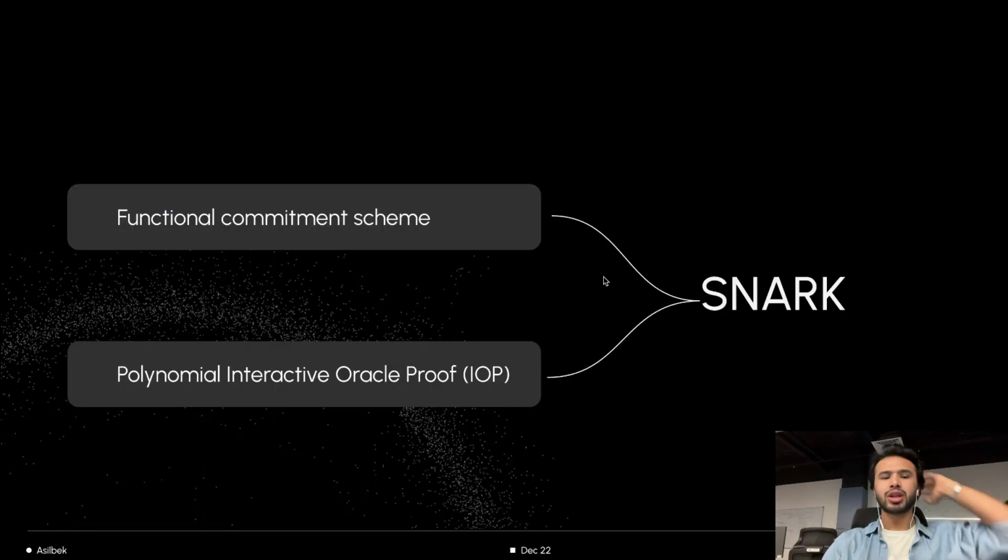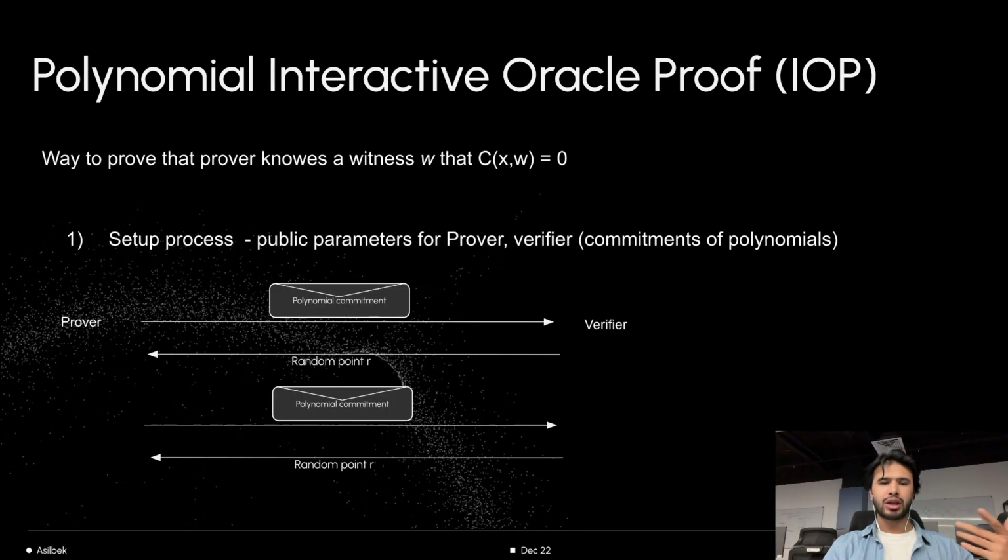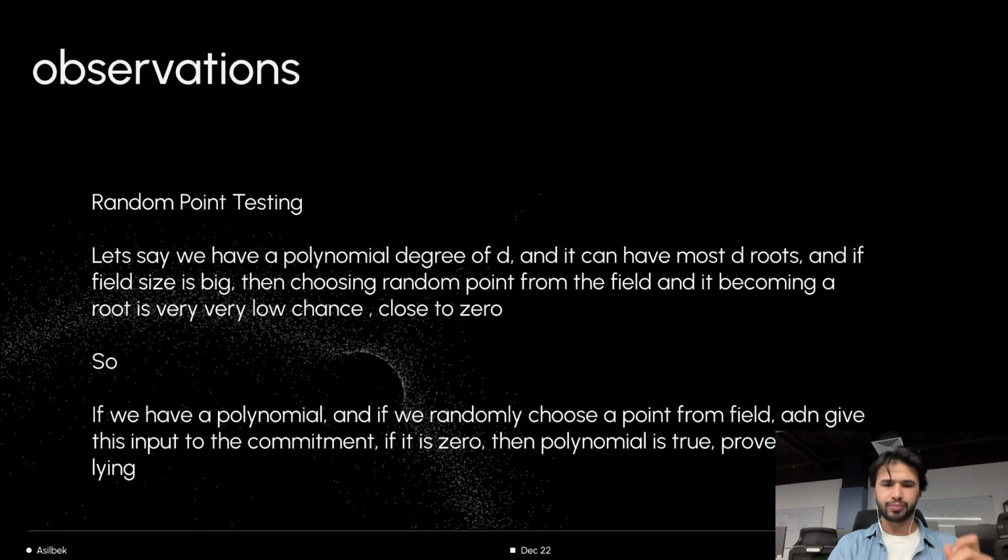If we're revising what a SNARK is, we have the functional commitment scheme, and we have the polynomial interactive oracle proofs. The PCS is where the prover sends a polynomial as a commitment to the verifier, and that's the cryptographic part. The polynomial IOP is how the verifier verifies it. Technically, it's a way to prove that the prover knows a secret witness that fulfills the circuit, and they go back and forth, with the verifier choosing a random point and the prover trying to prove, okay, I know this is the correct polynomial. This is the root from there.